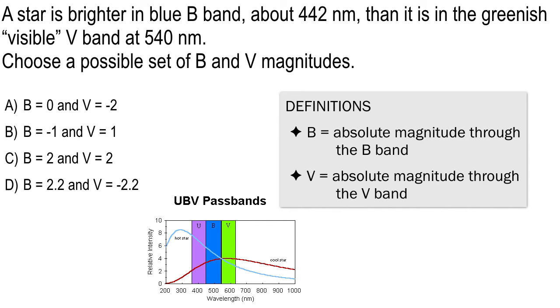So the B filter, here's kind of the definition. The B filter, or capital B, signifies the absolute magnitude when you look through the B filter.